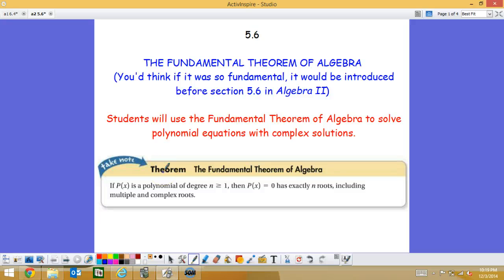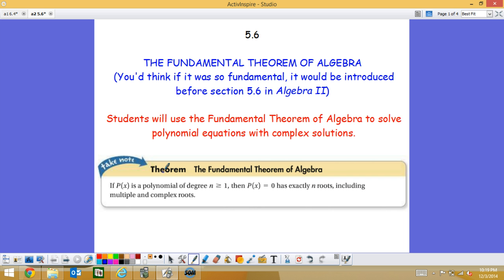Okay, so today we're talking about the fundamental theorem of algebra. And you'd think if it was so fundamental, it would be introduced before 5.6 in Algebra 2. So maybe it's not that fundamental, but anyway, this is something we've been talking about really all unit, especially in 6.3 when we talked about solving those polynomial equations by factoring.